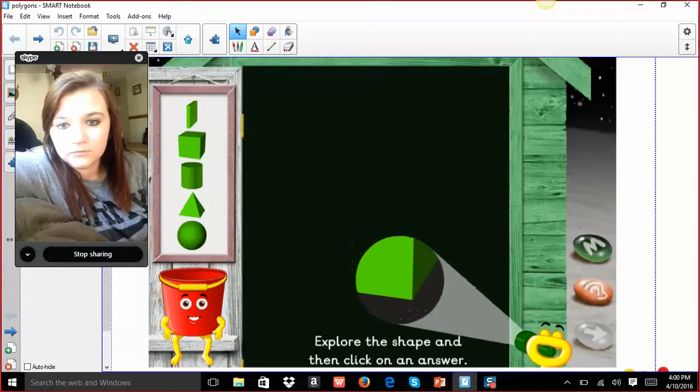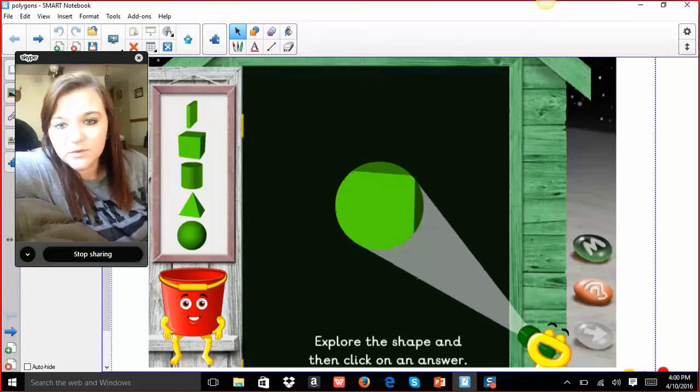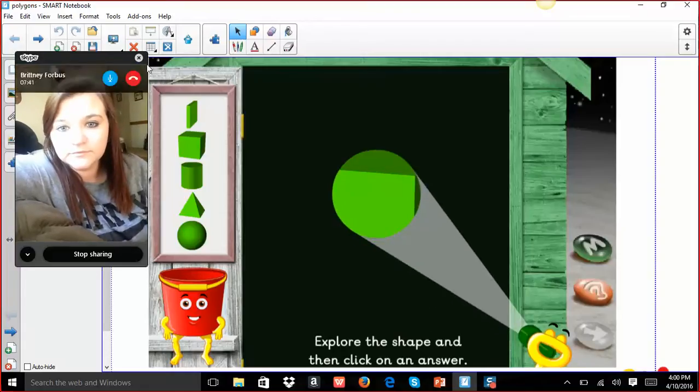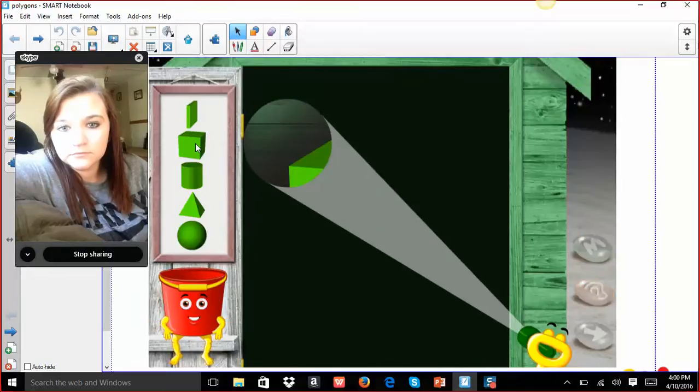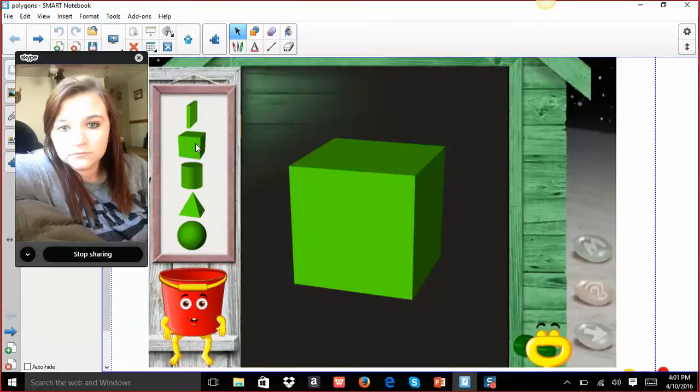What shape do you think this is? Square. Okay, it looks like a square, but this is actually... Yes, the shape in the hut is a cube. Good job.